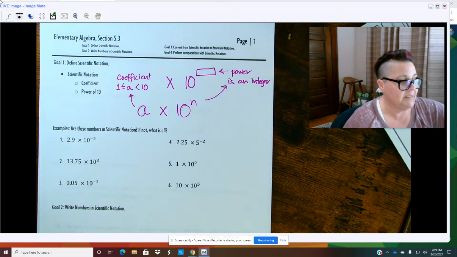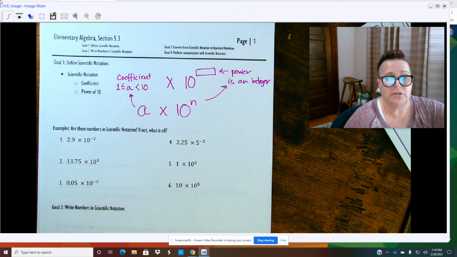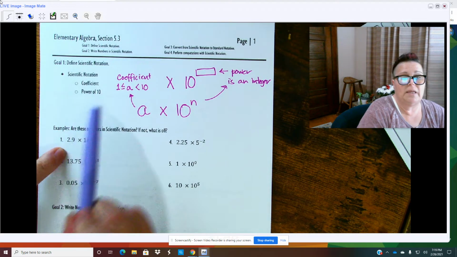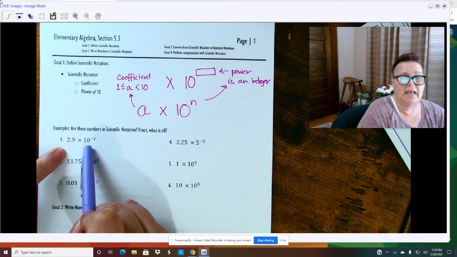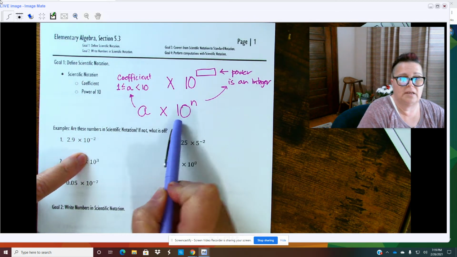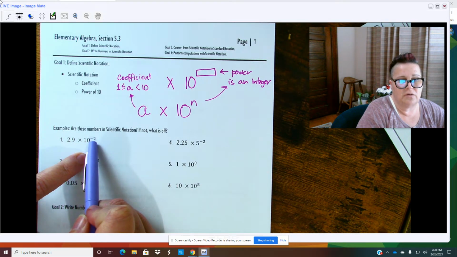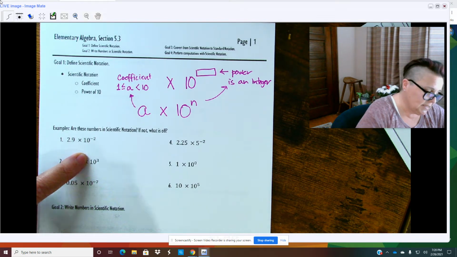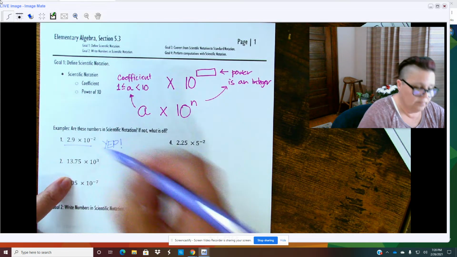So for number 1, we have 2.9 times 10 to the negative second. Is this in scientific notation? It certainly is set up like it. Is your coefficient A between 1 and 10? Why, yes, it is. Times 10, that's correct, times 10 to the nth power, where n is an integer. Is your n value a positive or negative number? Negative 2. Yes. Yes, this is in scientific notation. Yep. Good. All good. Check.